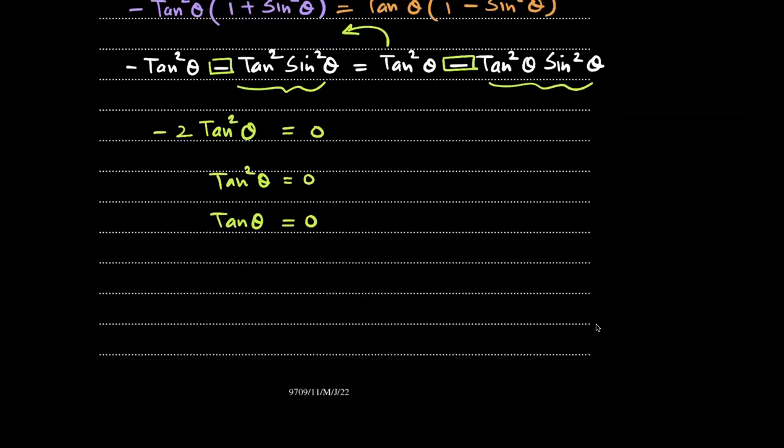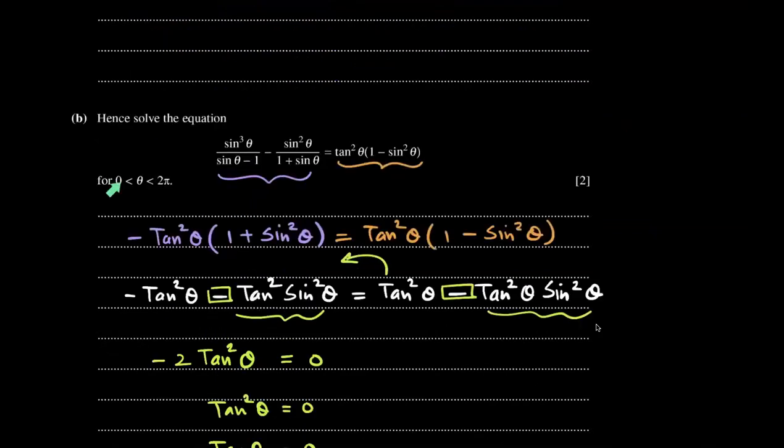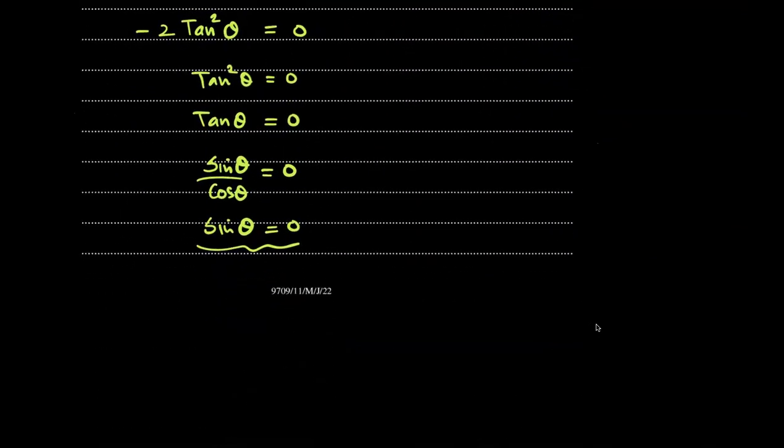And where is tangent theta equals to 0? Sine theta over cosine theta equals to 0. In other words, sine theta equals to 0. Now, what is the range of value? It's between 0 and 2 pi, and neither is 0 inclusive nor 2 pi inclusive. So let's just draw a small sketch over here just to give you the idea. And that is how the graph of sine would look like.